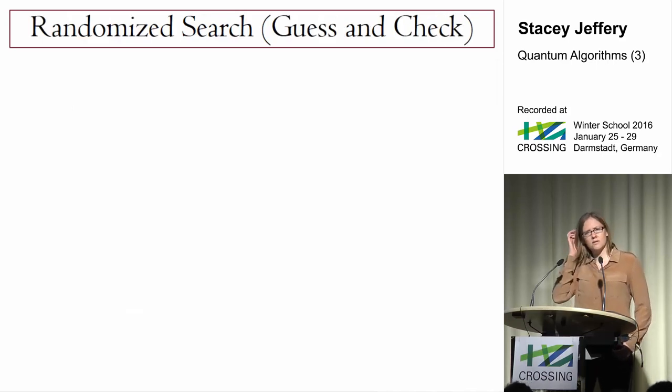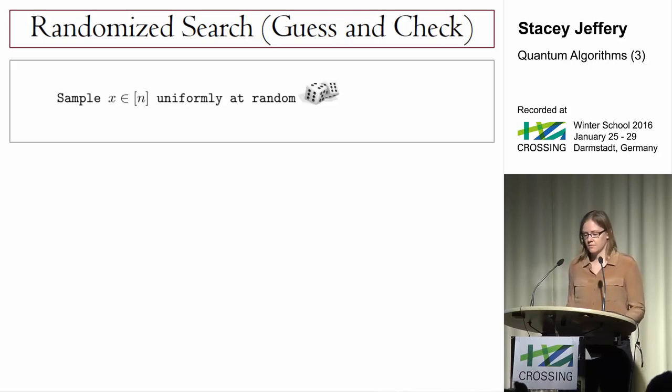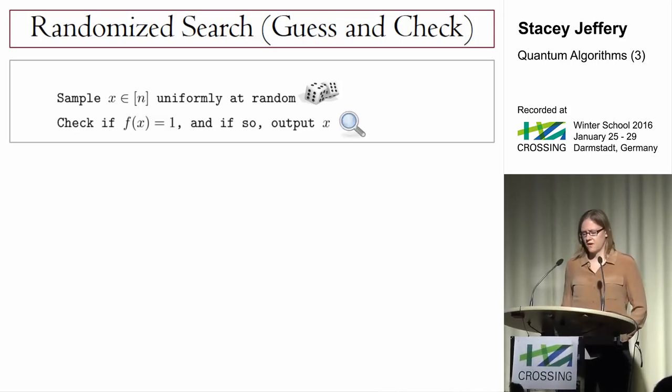Okay, so how would we solve one of these unstructured search problems? There's not much you can do except for the following guess and check algorithm. You sample some uniform x, and then you check if f of x equals 1, and if so, you output x, and otherwise repeat. If your problem really has no structure, then classically, it's not difficult to see that this is really the best that you can do. You can just try different values of x until you find one that is marked such that f of x equals 1.